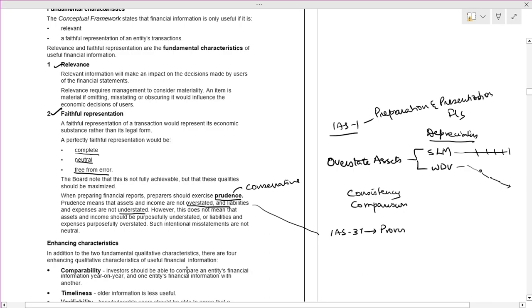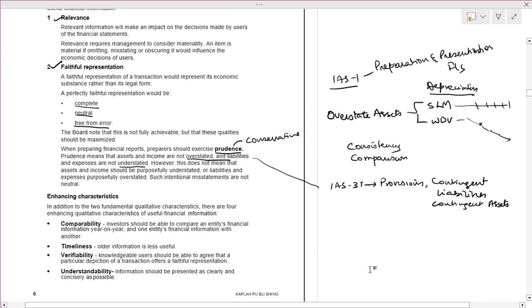Provisions, contingent liabilities and contingent assets. Is it clear to you? Yes. Okay. Now see the thing. The moment you refer to these things at the time of revision, you will have more clarity. You don't need anything else.